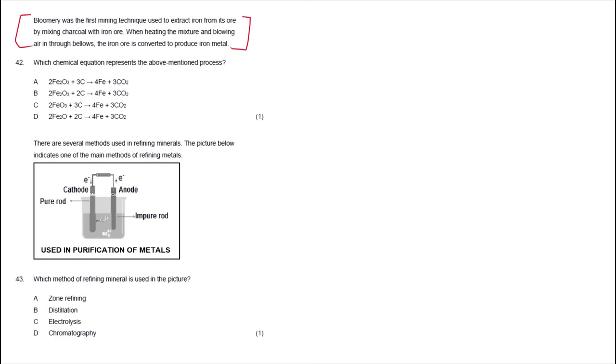So the question is, which chemical equation represents the above mentioned process? So the correct answer will be A. This is the correct equation because carbon removes oxygen from iron ore.